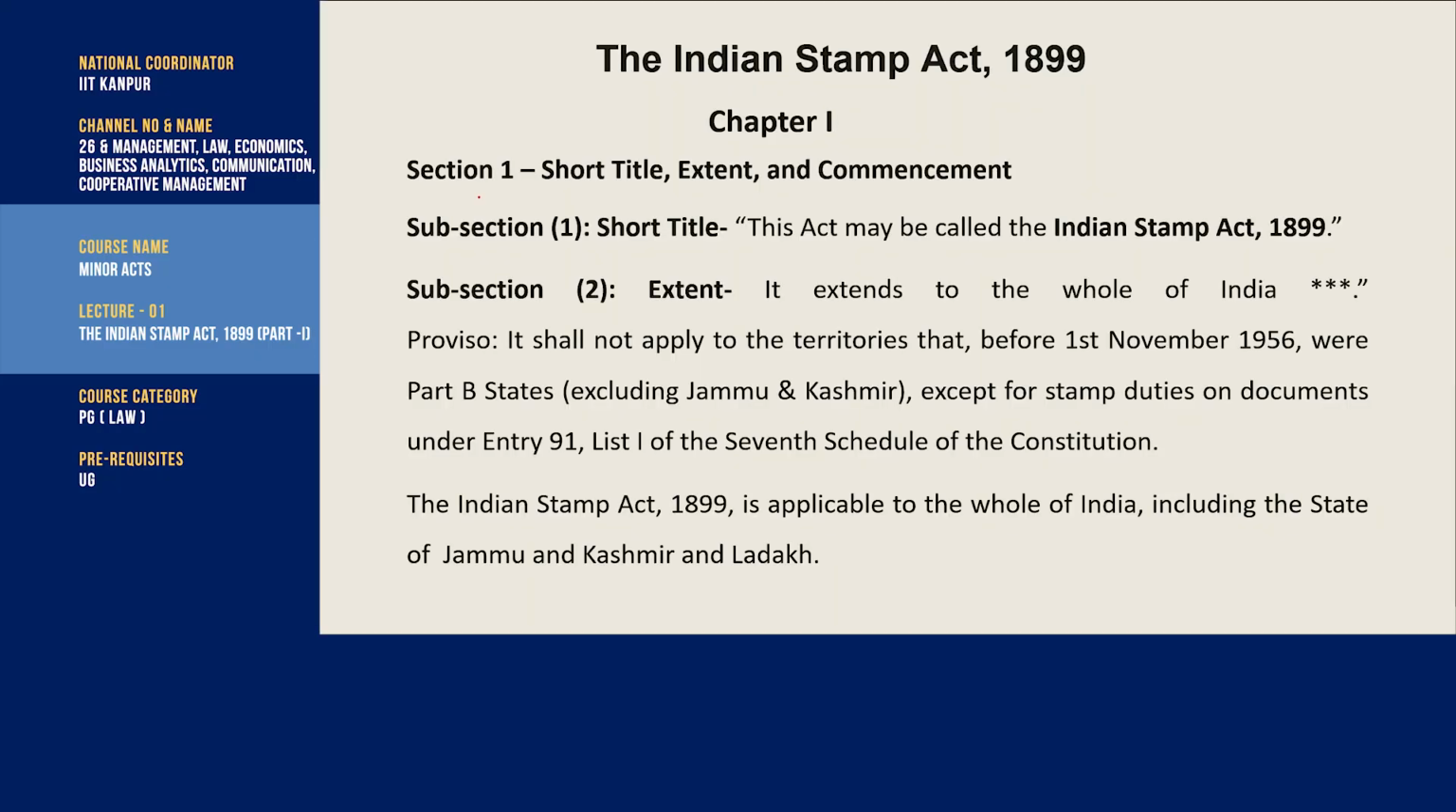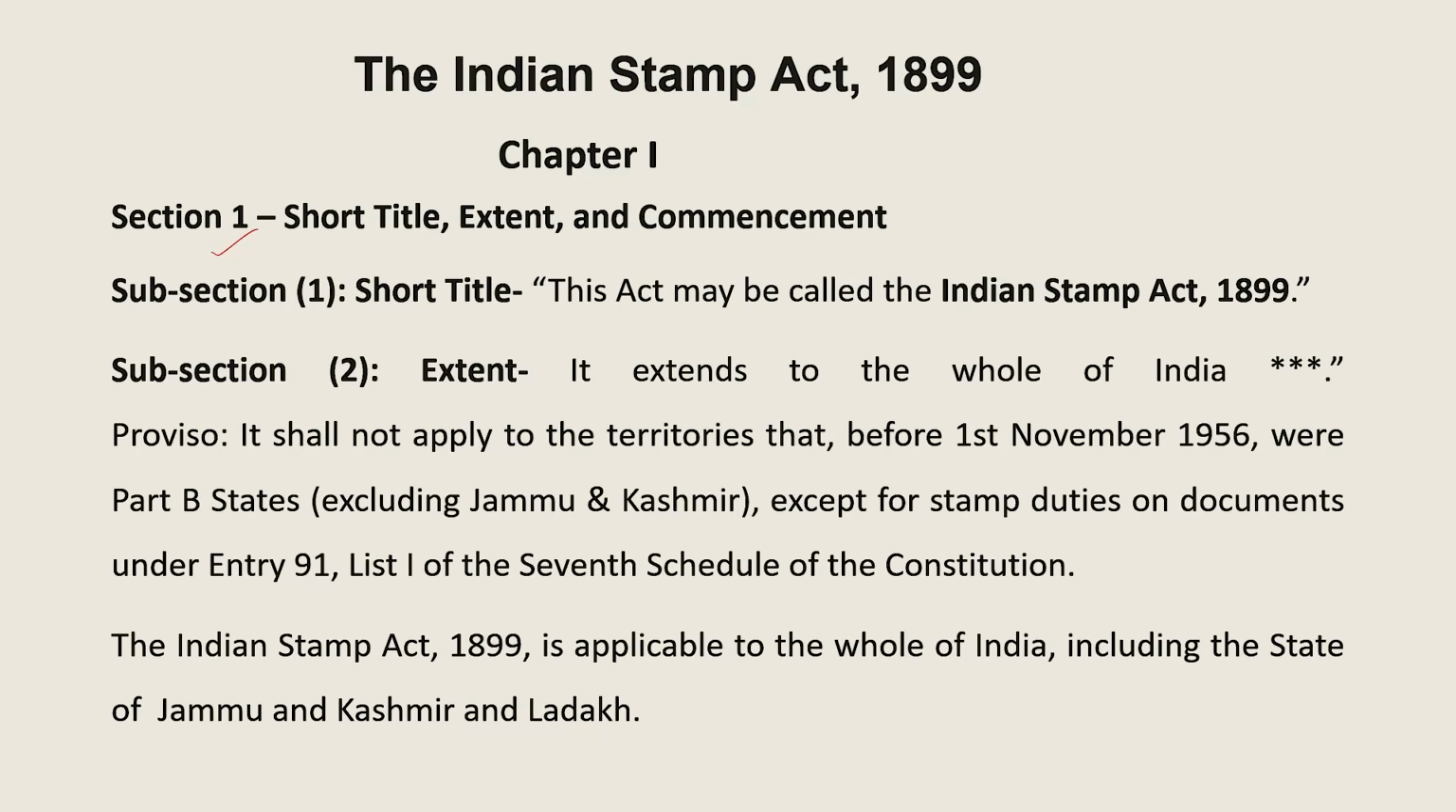Now let us begin with Chapter 1. Section 1, very quickly, we'll discuss the short title, extent and commencement of this Act. The title of this Act is the Indian Stamp Act 1899. So we understand that this Act came into existence; it was enacted in 1899. Now subsection 2 extends to the whole of India.